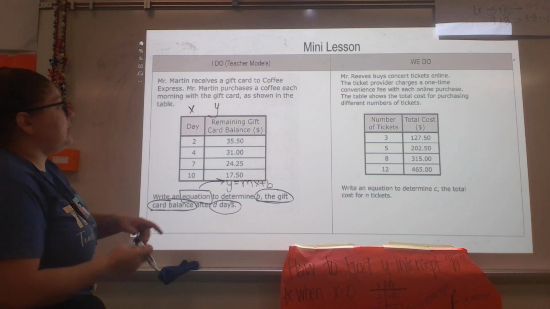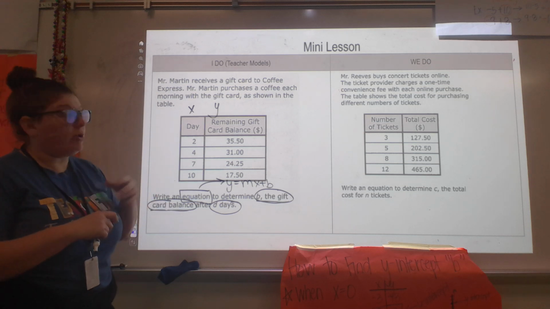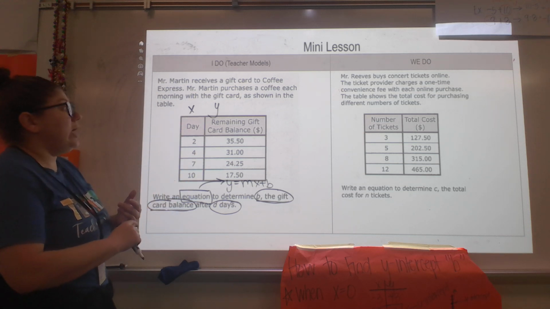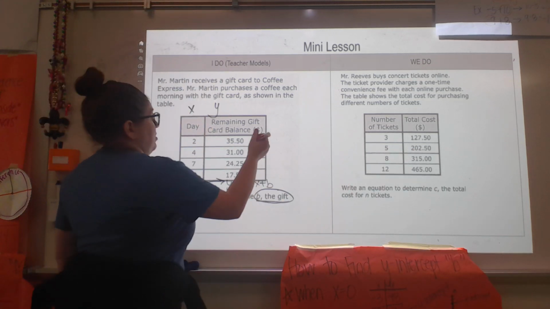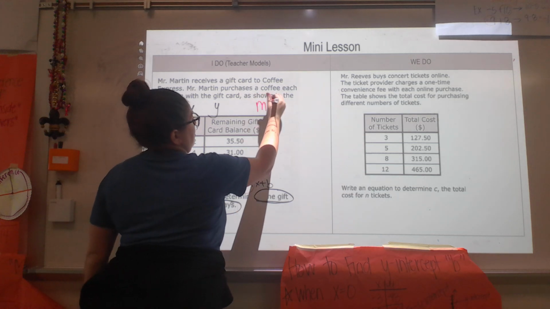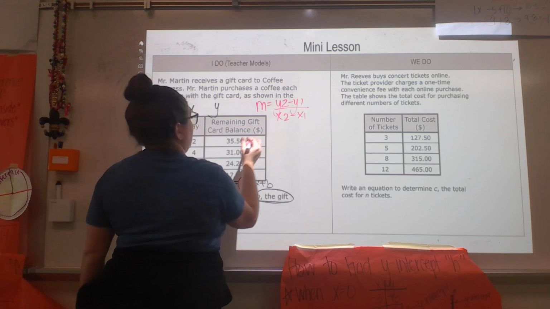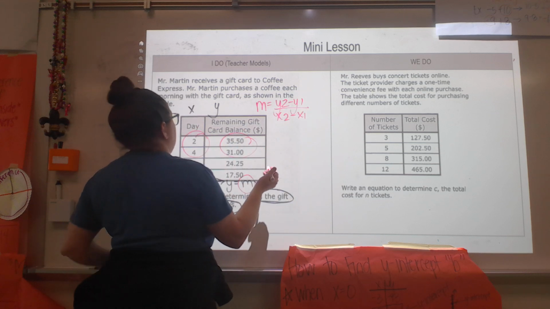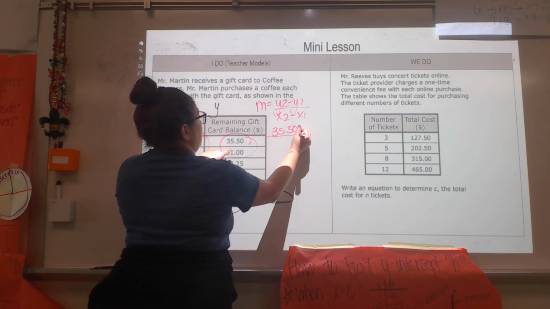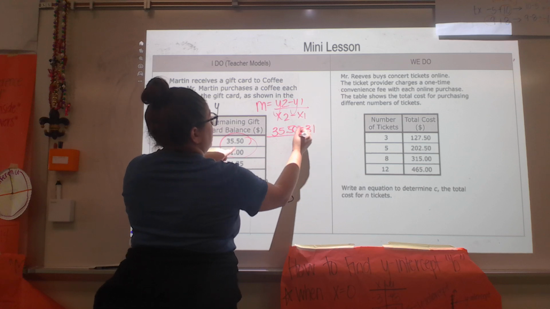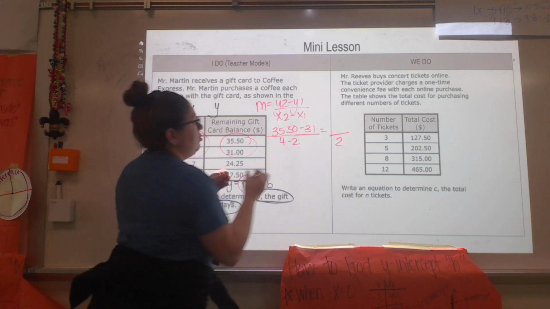If I notice on my table, I don't have a starting point. I don't have when x is 0. So let's go ahead and find our slope first. Remember, slope is y2 minus y1 over x2 minus x1. I'm going to do 3550 minus 31 over 4 minus 2. 4 minus 2 is 2.